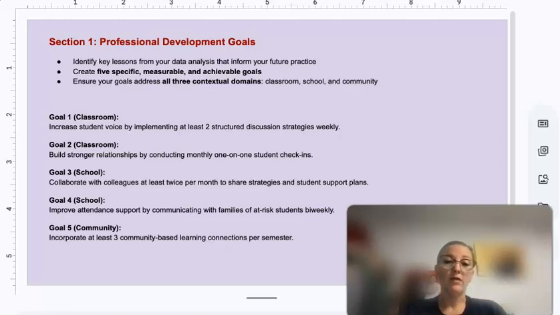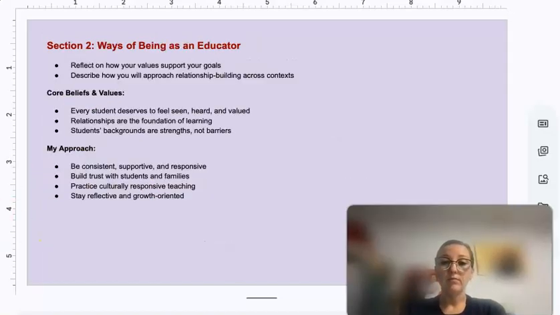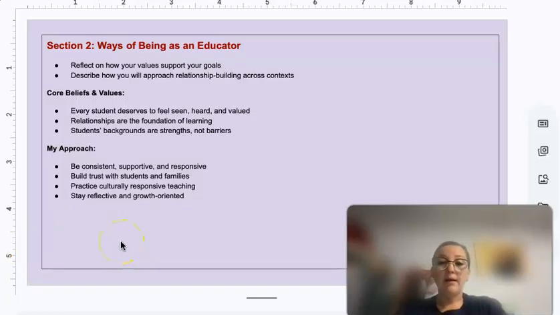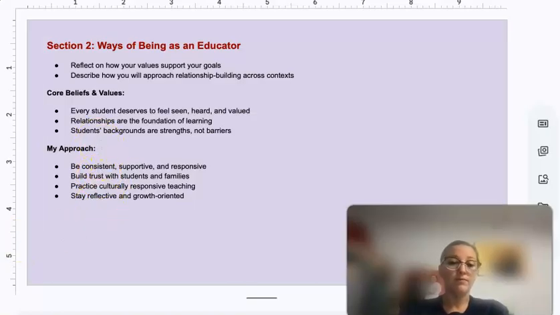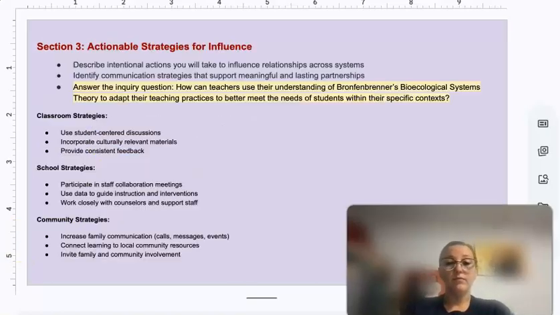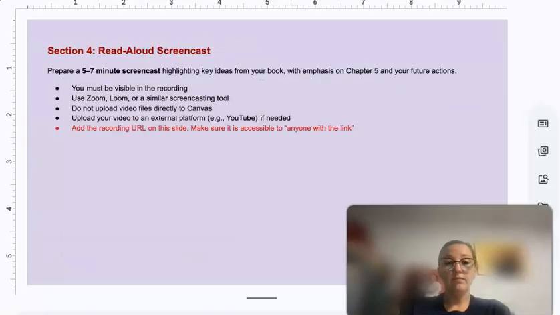Moving forward, I plan to use what I've learned to create a classroom that is inclusive, responsive, and connected to students' real lives. So here are my goals. Ways of being an educator, my core beliefs and values, my approach. And that's where that ends.